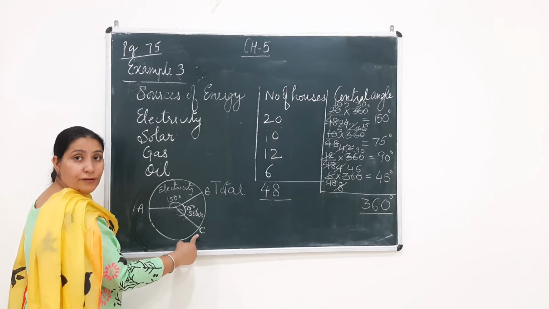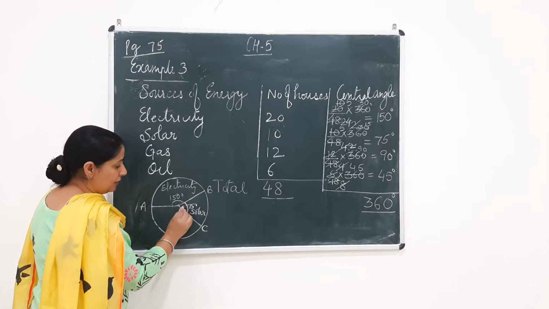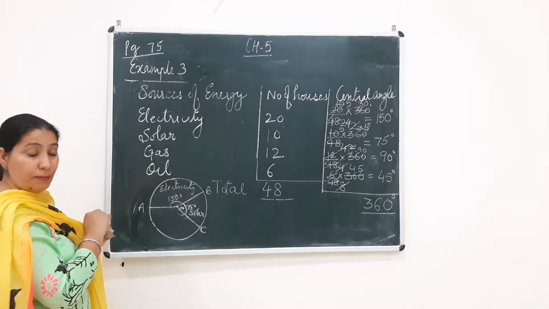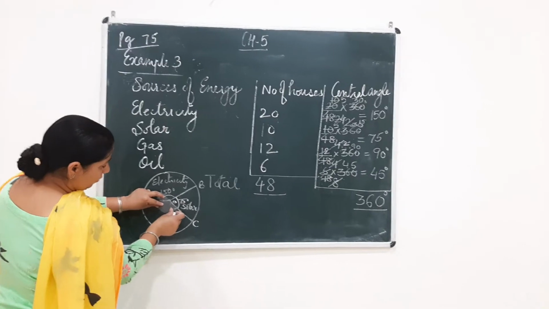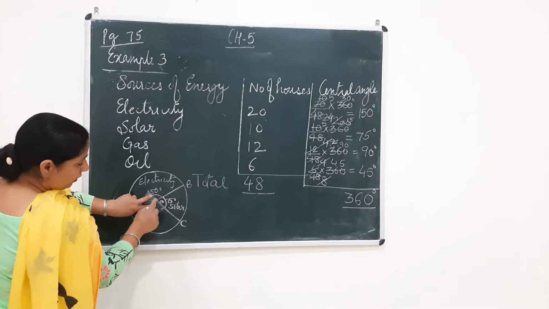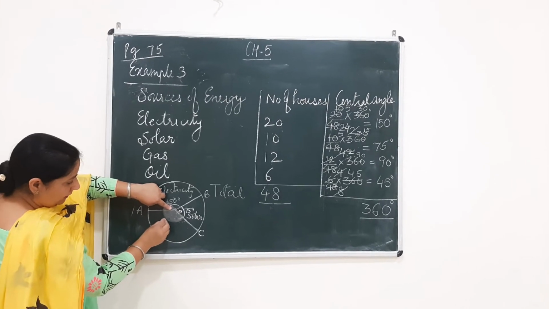A, B and C have reached the third. Now my baseline will be OC. OC will be my base. I will keep my protector on O as I told you initially, with OC as my baseline, and I will make an angle of 90.